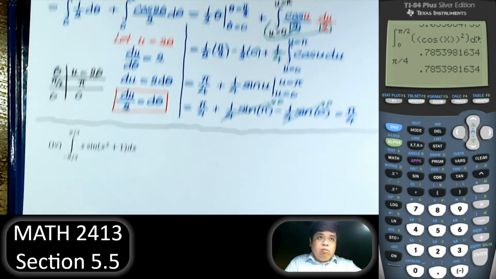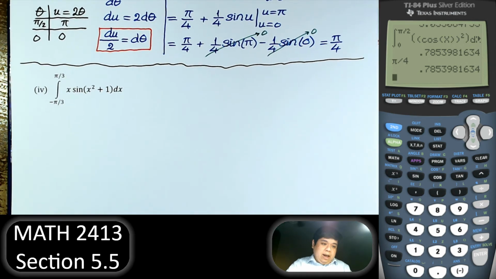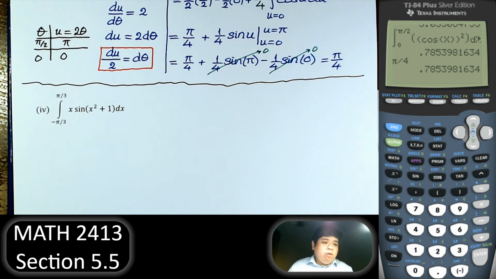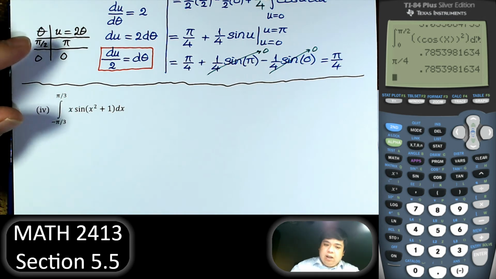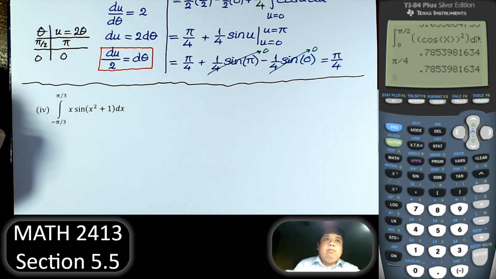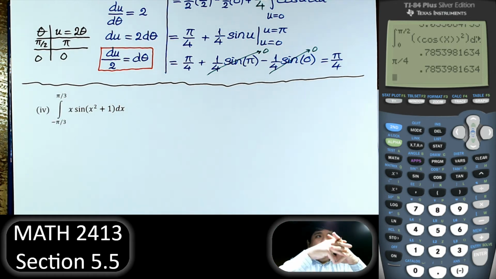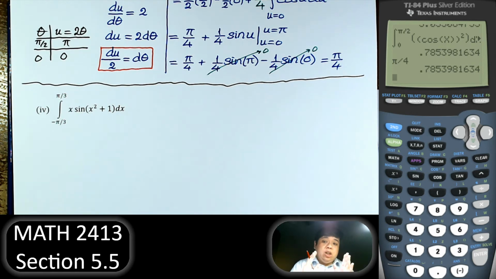That's what we have for this problem. Moving on, now we have this integral from negative pi over 3 to pi over 3, x sine of x squared plus 1 dx. Just do the substitution. As mentioned before, usually we let u equal to something in the parentheses, but of course that's just a guideline. Whenever we let something equal to u, we take the derivative, and it has to somehow resemble what's left of the problem.